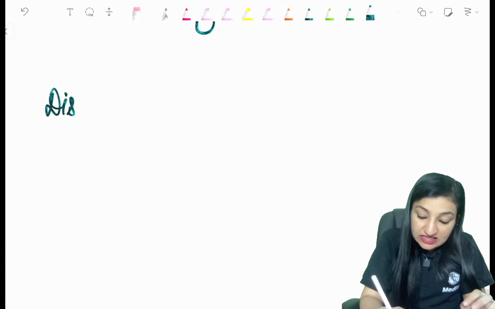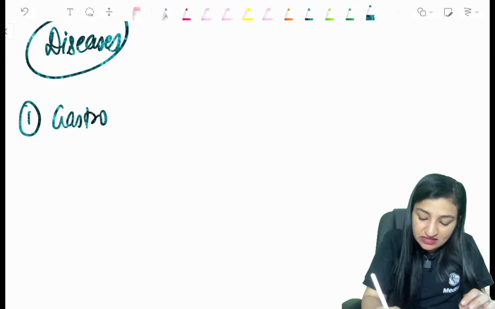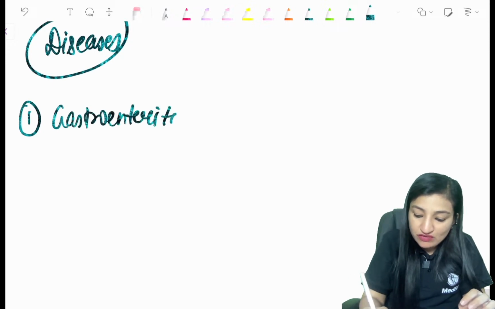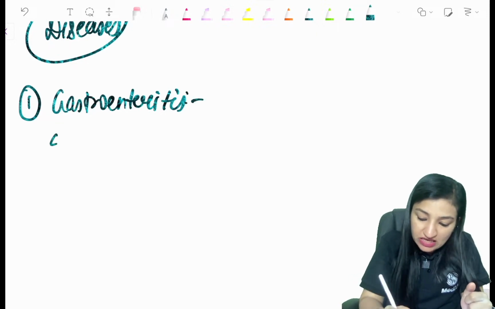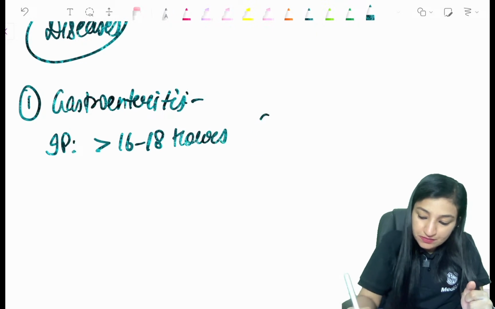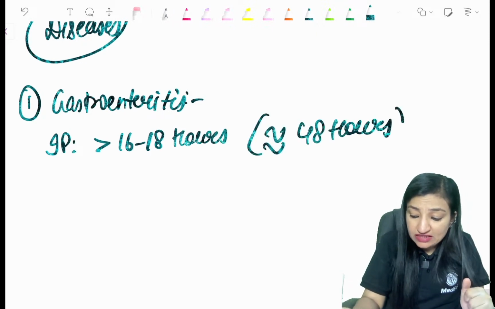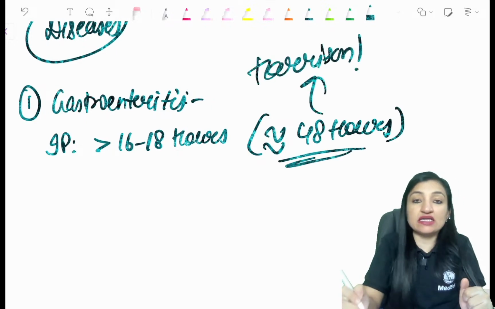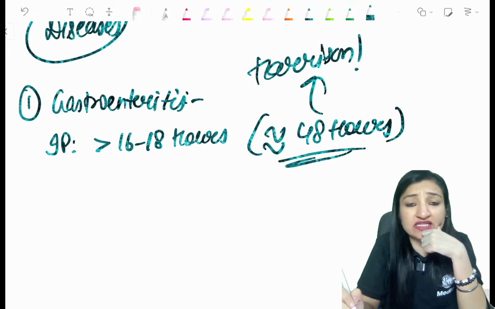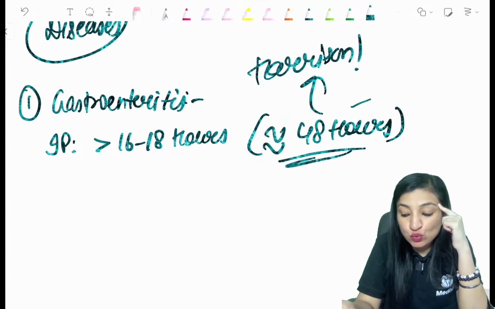Okay, now the diseases by Listeria monocytogenes. One, of course, is gastroenteritis, as I mentioned earlier on when I was elaborating about the psychrotropic nature of this organism. Now, very, very importantly, incubation period is said to be more than 16 to 18 hours. Sometimes it could be 2 days, that is 48 hours, and this is mentioned only and only in Harrison and nowhere else. And I've seen an MCQ, a clinical vignette on bacterial food poisoning, where they mentioned the food item and the incubation period was mentioned as 2 days.